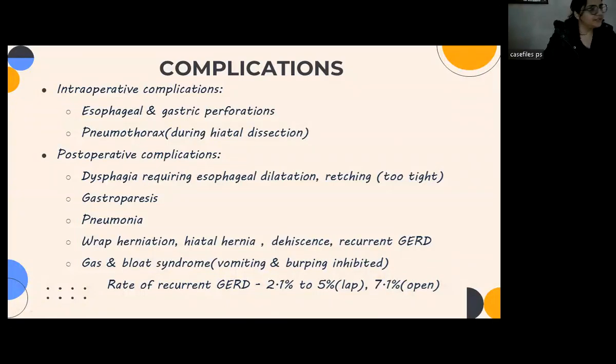There are various complications associated with fundoplication. Intraoperative complications can include esophageal or gastric perforations during the time of mobilization, injury to the vagus nerve, as described previously, pneumothorax due to hiatal dissection.